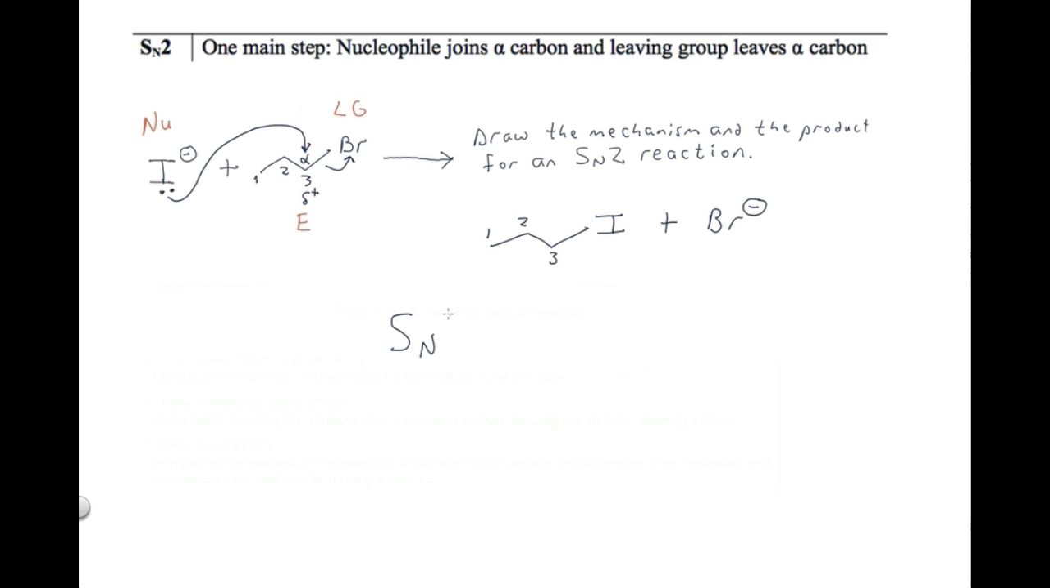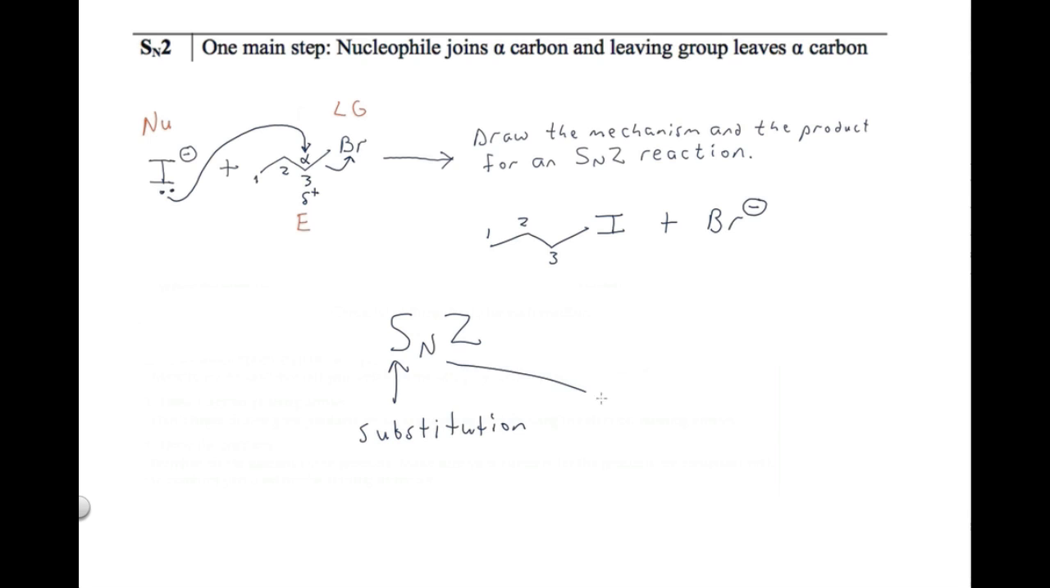Let's discuss that name a little bit more. Do you know what the S stands for? You should know that the S stands for substitution. Do you see why this is called a substitution reaction? Who are we substituting for who? Well, we're substituting the iodide for the bromine. So this is called a substitution reaction because the nucleophile substitutes for the leaving group.